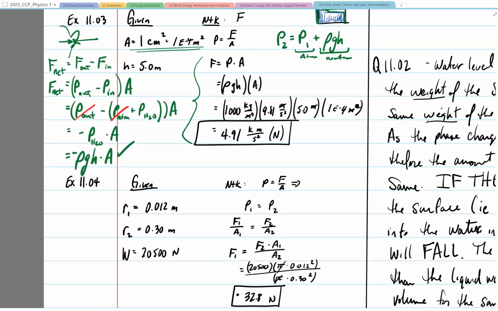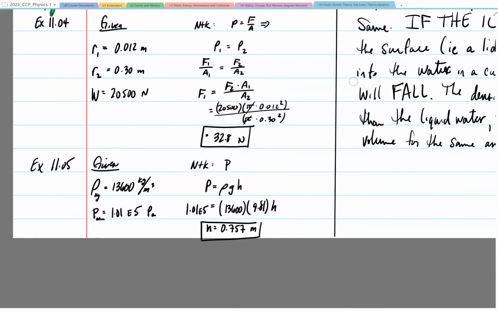Okay, picking up where we left off, in this next video we're going to talk about page 2 from Homework 11 Extra Problems. And page 2 starts with example 11.04. A hydraulic car lift consists of two interconnected cylindrical chambers filled with fluid.